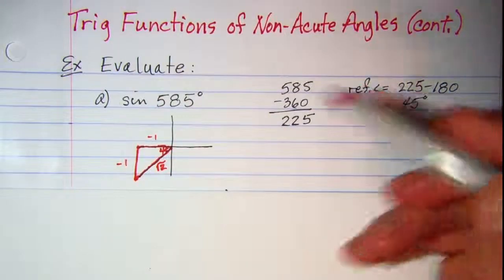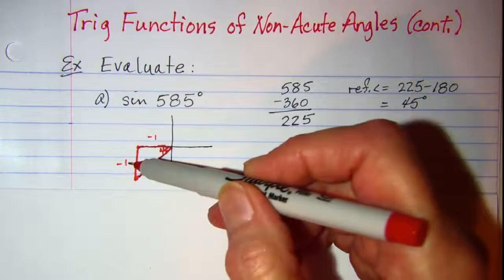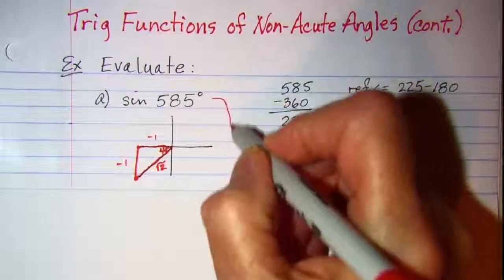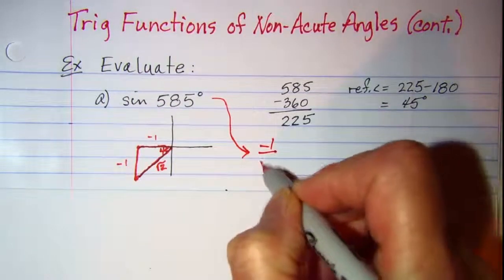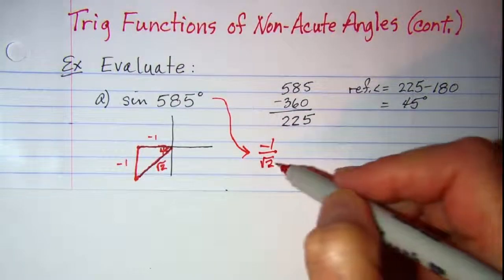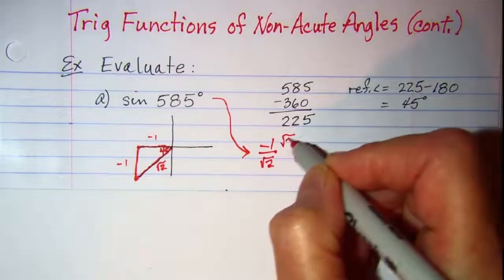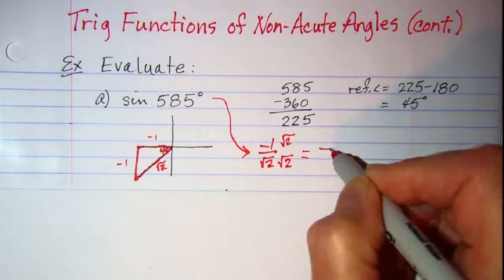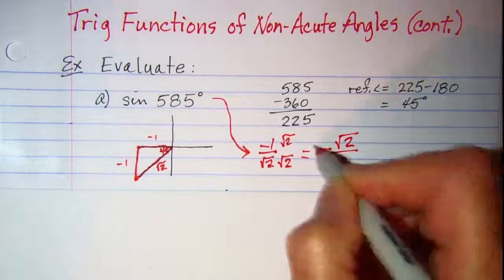So our sine then of this angle is opposite over hypotenuse, which is -1 over root 2. And then last thing, we need to rationalize this denominator. So multiply top and bottom by that radical. And we have a negative radical 2 divided by 2.